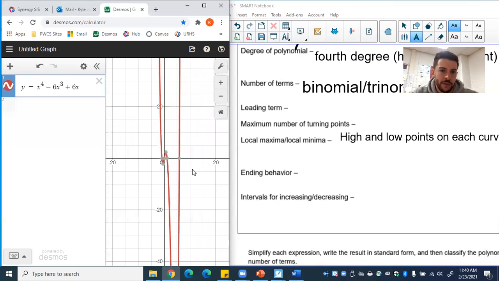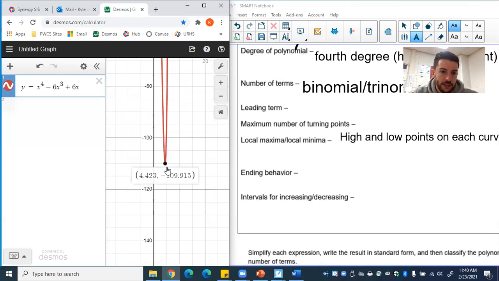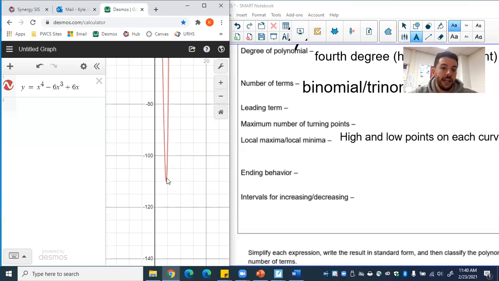Continue to use Desmos. And then again, I showed the whole graph before. We have a local minima all the way down here at 4, negative 109. So that would obviously be a local minima too. And that would be the lowest it ever touches. And that lowest point ever, if you were asked for the domain and range, that would be important for the range as well. So there we go.